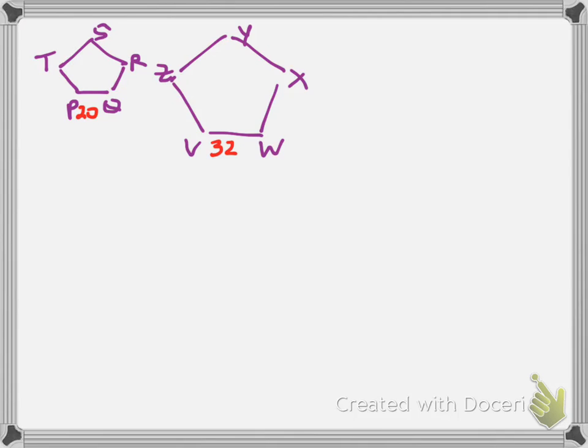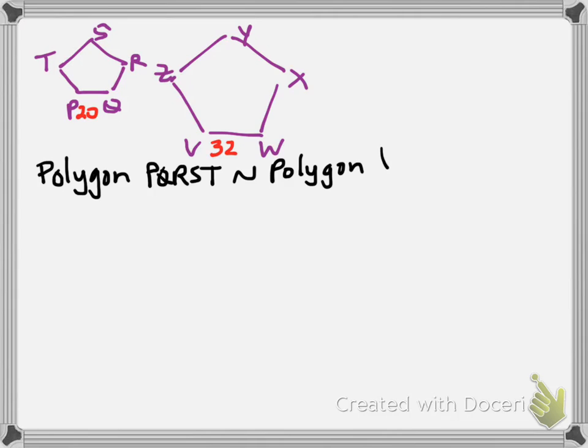Remember when we were dealing with congruence, the orientation of the vertices would be the same from the one triangle to what it was congruent to. So everything that corresponds, they're going to be in the same order. So if somebody tells you these two polygons are similar or congruent, that means corresponding vertices would line up. So we pay attention to how things are written. So let's go with that. Polygon, and by the way, five-sided figure, pentagon, PQRST is similar to polygon VWXYZ.